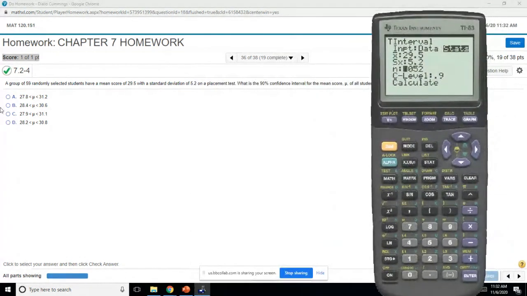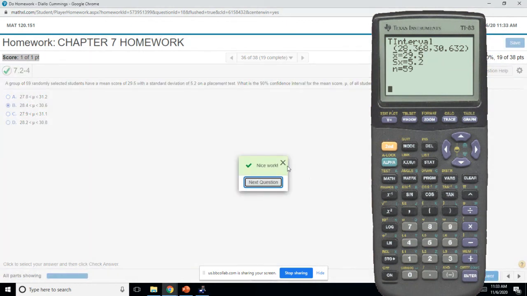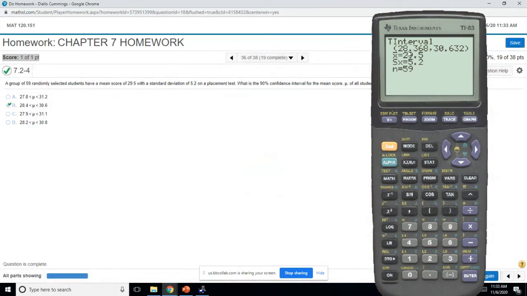And n is 59. Our confidence level is 90%, so I'm going to leave that as 0.9, and I'm going to calculate it. So we have the T interval as 28.4 to 30.6 for our T interval.